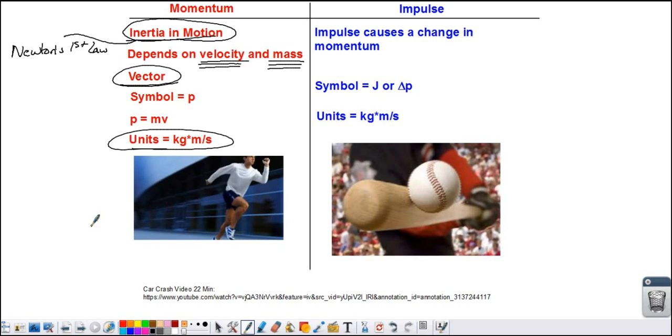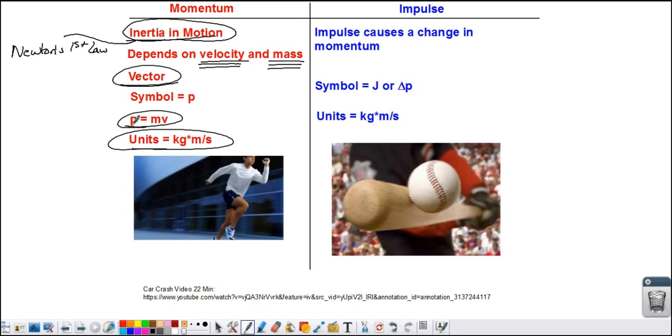So another way to think about this inertia is how difficult it is to stop a moving object. Again, the object needs to be moving in order to have momentum. If you're trying to stop something that's moving, you can think about it in a couple of ways. If I'm trying to stop a really, really big object, it's going to be difficult. It has a lot of momentum.